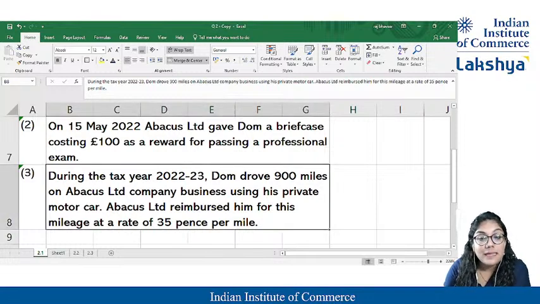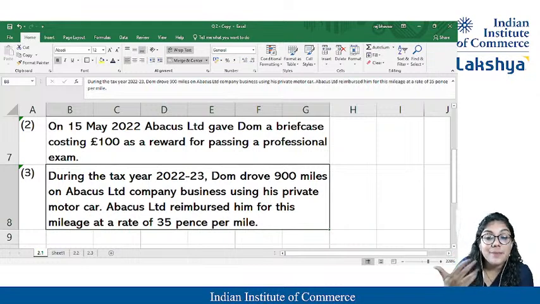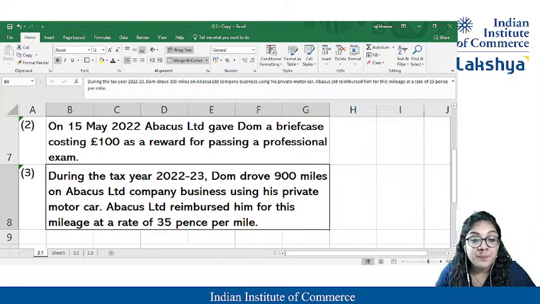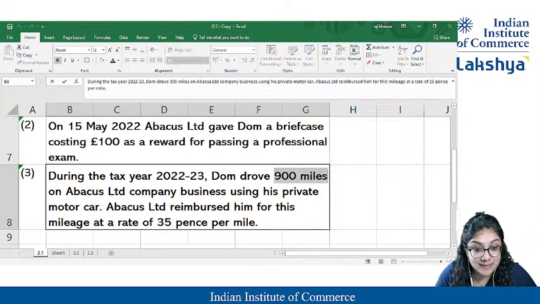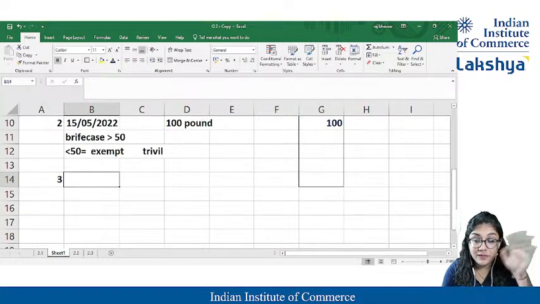The employee drove 900 miles for Abacus company using his private motor, and got a reimbursement of 35 pence. Guys, first of all, it is 900 miles. And you are getting a reimbursement of 35 pence. 35 pence you are getting per mile. So if I'm just talking about this, you should exactly remember.